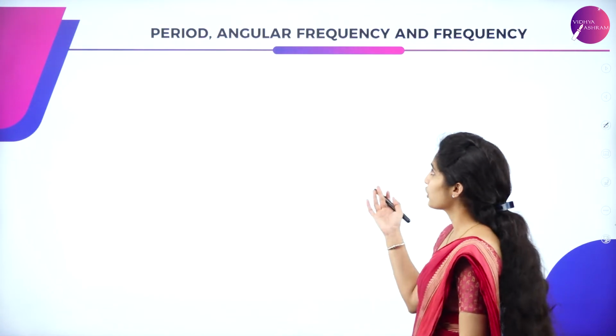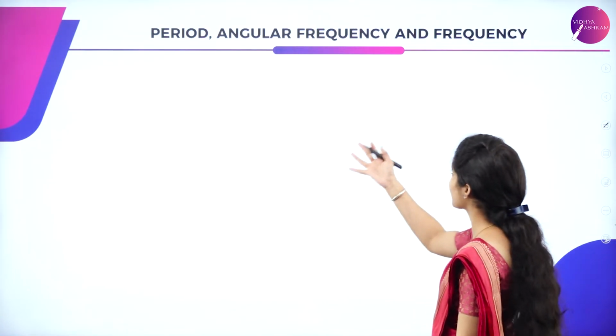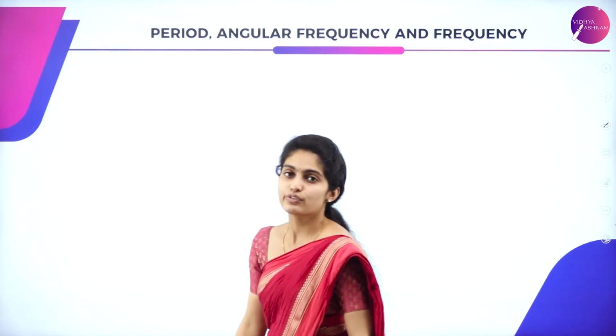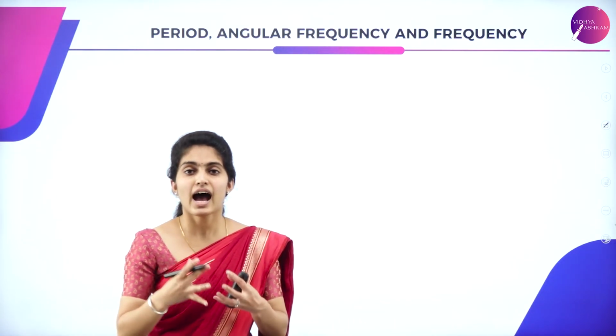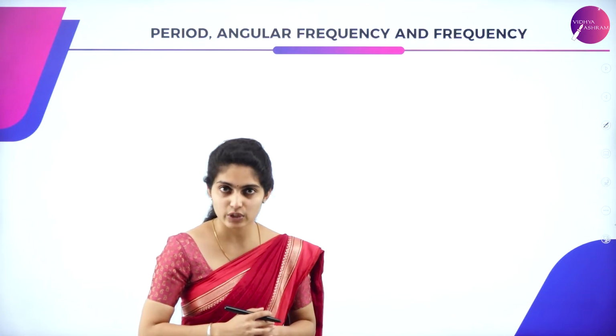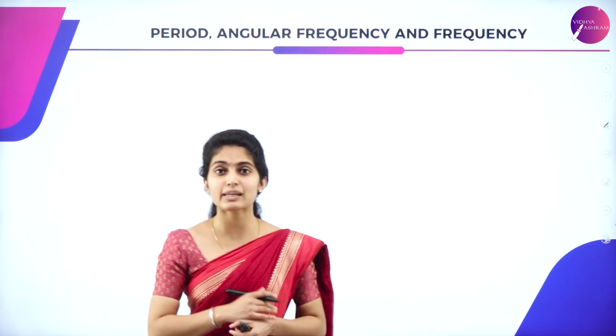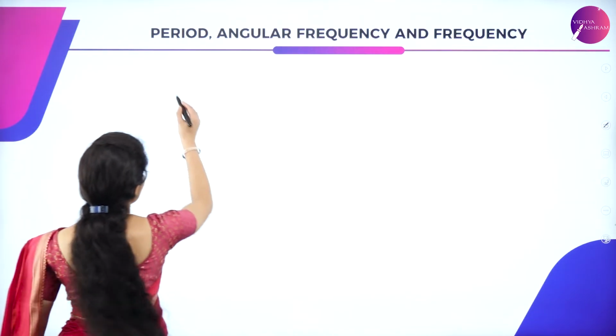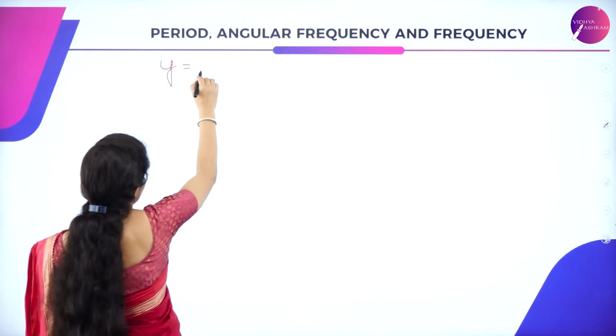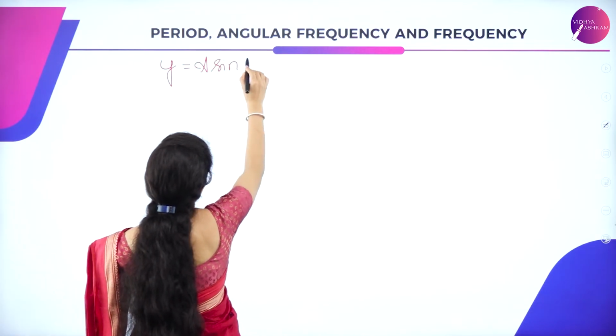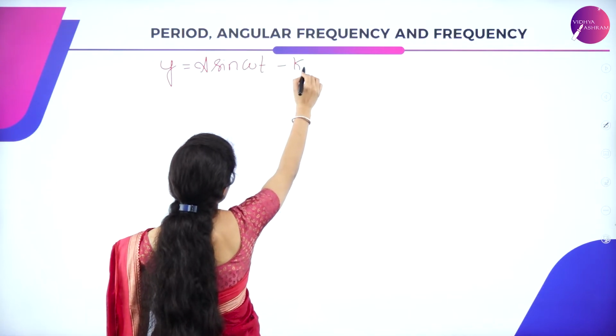Now let us move to the concept of period, angular frequency, as well as frequency. So what are period, angular frequency and frequency? In this case, we have the same equation, and that equation is nothing but the equation of a progressive wave, that is A sine omega t minus kx.